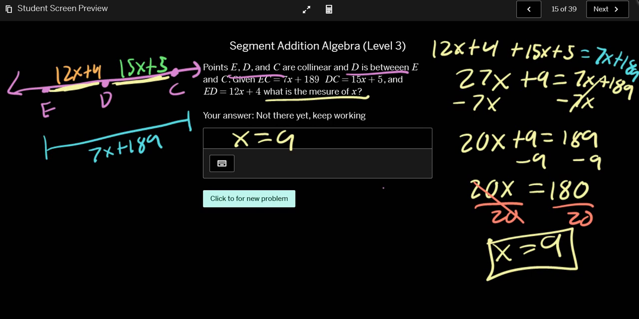Okay, so that is the first video in the Topic 1 series. This video is going over, like I said, the points and the segment addition properties. So hopefully that is helpful, and in the next video we'll get into looking at angles.